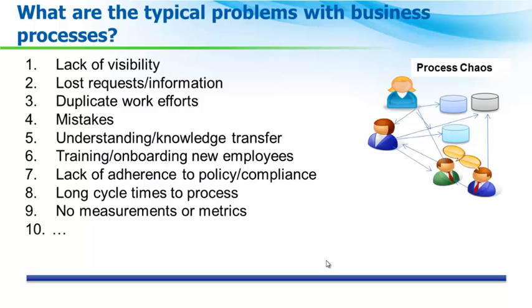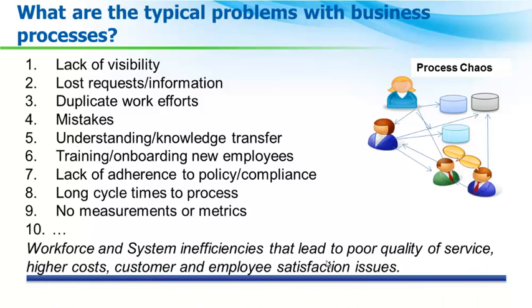Information gets lost, requests get lost, people duplicate one another's efforts. We make mistakes because maybe we're keying information into multiple business systems for the same work item. We also have compliance and policy problems where if people don't adhere to a certain policy, that in turn creates compliance issues. It takes a long time to process something, longer than might be necessary, again because it's not clearly understood who needs to do what and in what order. We also don't have good measurements or metrics for processes, and as a result we can't measure ourselves against them and then look for ways to improve them.